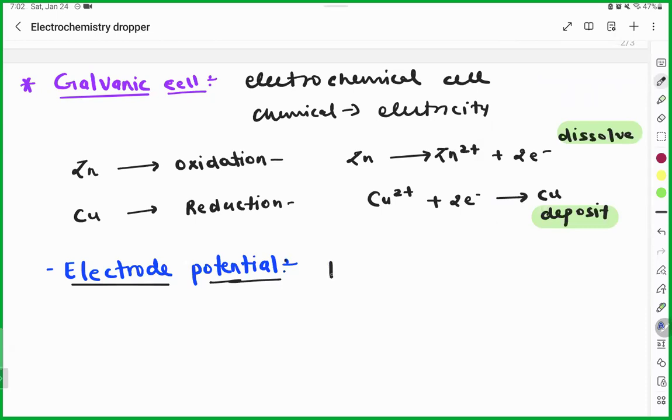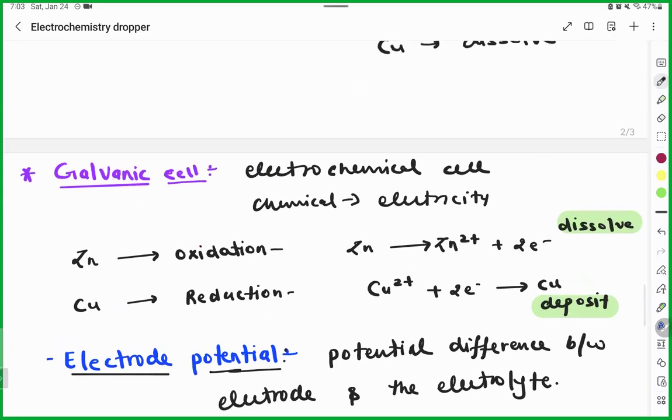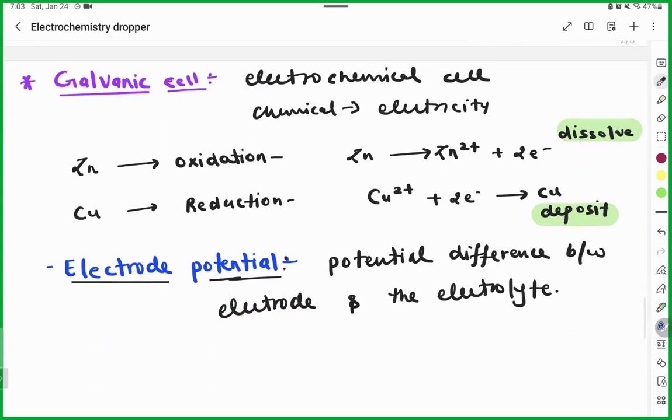The answer is: it is the potential difference between the electrode and its electrolyte. Sarah, what do you mean by electrode and its electrolyte? Sir, is it between electrode copper and zinc? Between copper and zinc. Hmm, is it between copper and zinc?